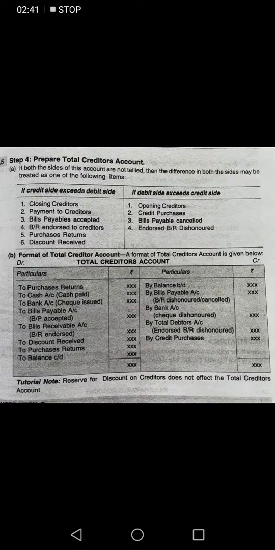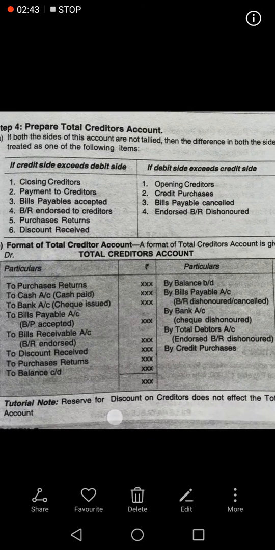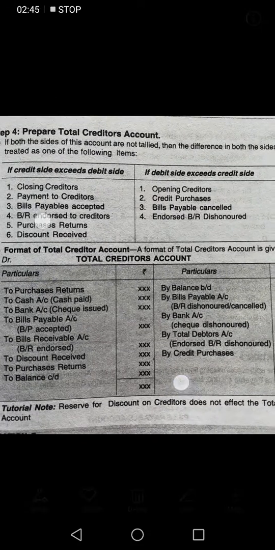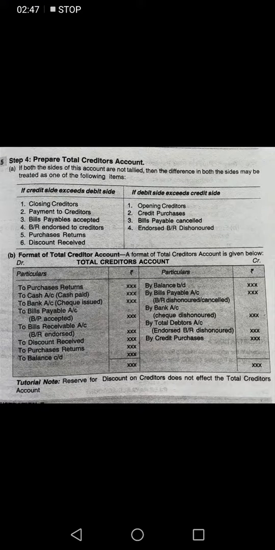So what happens here? To bills receivable endorsed, to discount received, to purchase returns. If there are purchases, then to purchase returns of course. And if any of those things does not happen, if bills receivable is dishonored or bills payable is dishonored, what happens in this case? Exactly, the opposite entry will come.